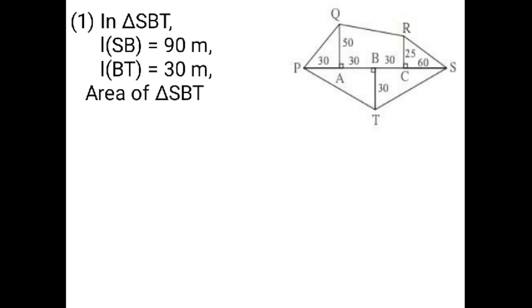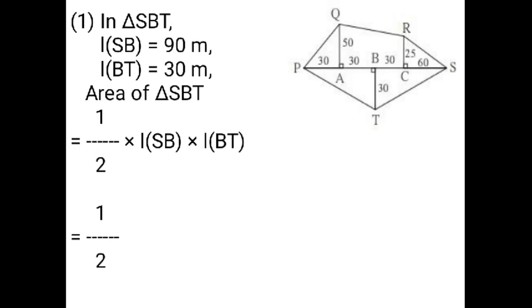Area of triangle SBT is equal to half into product of the sides forming the right angle, that is equal to half into length of SB into length of BT. Length of SB into length of BT are the product of the sides forming the right angle, that is half into length of SB is 90 into length of BT is 30. Now you have to do two table cancellation. 2 1s are 2, 15s are 30.